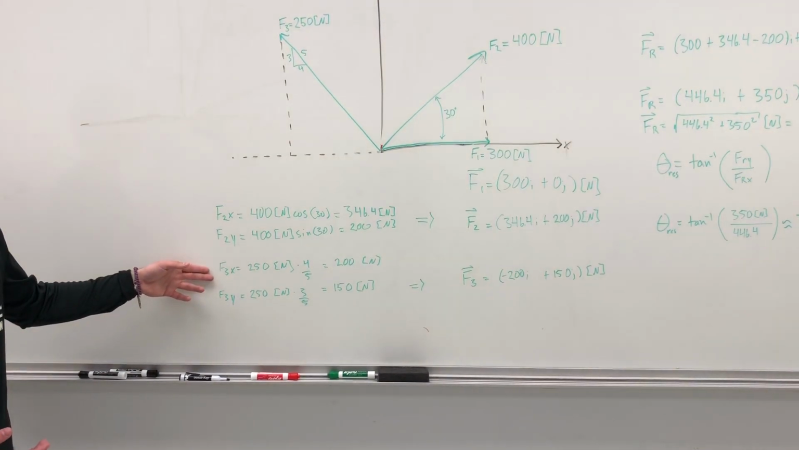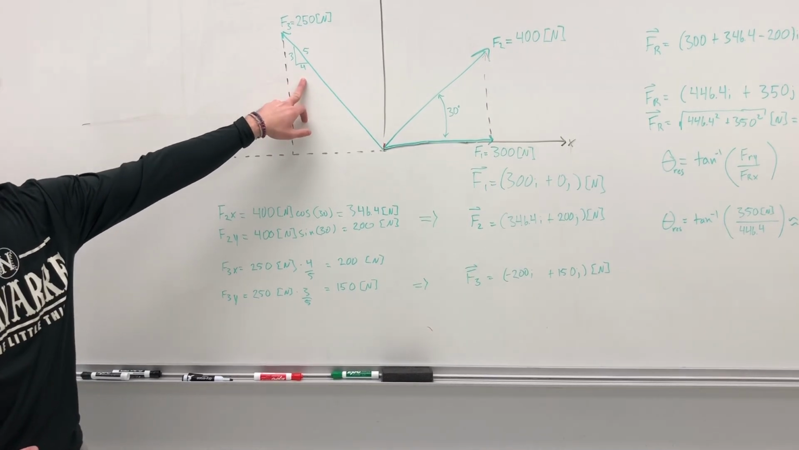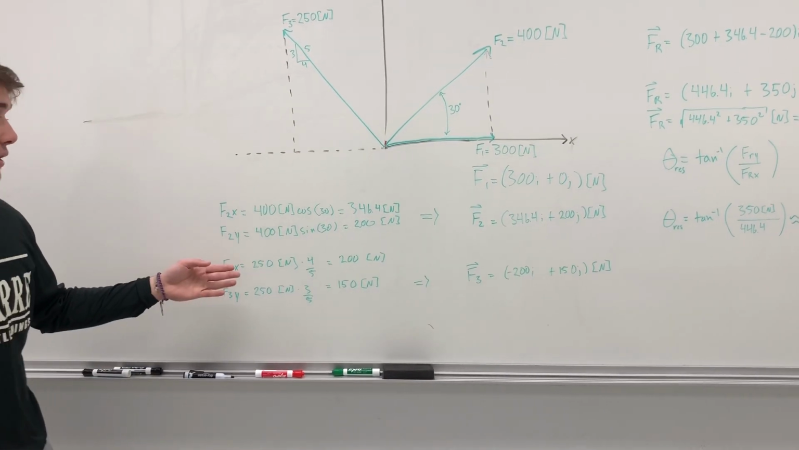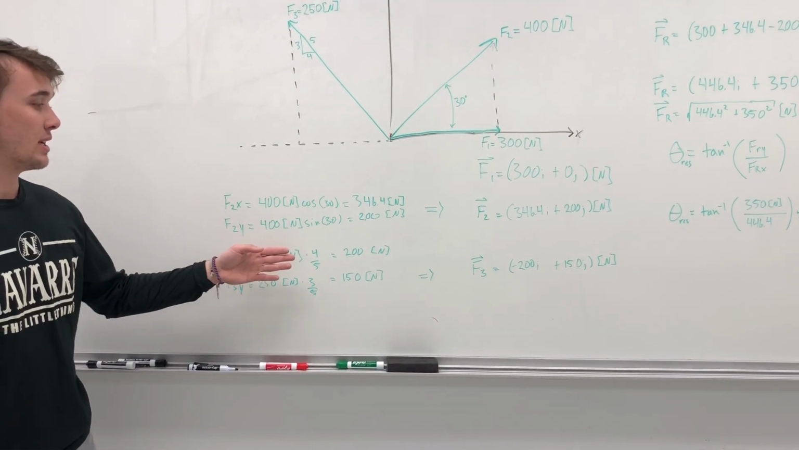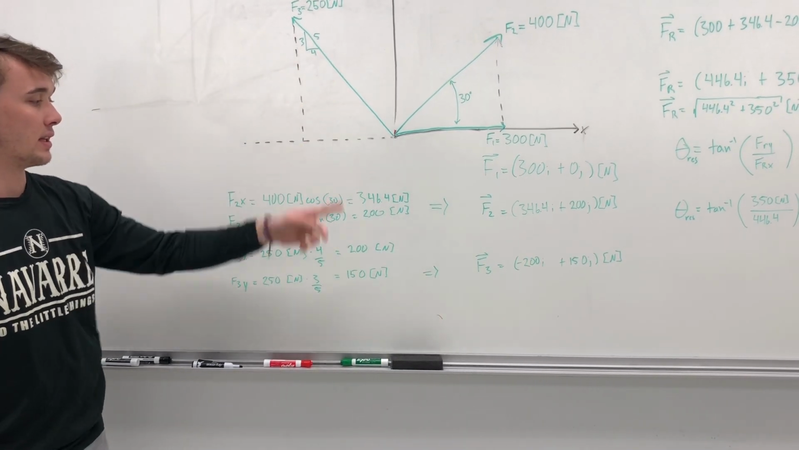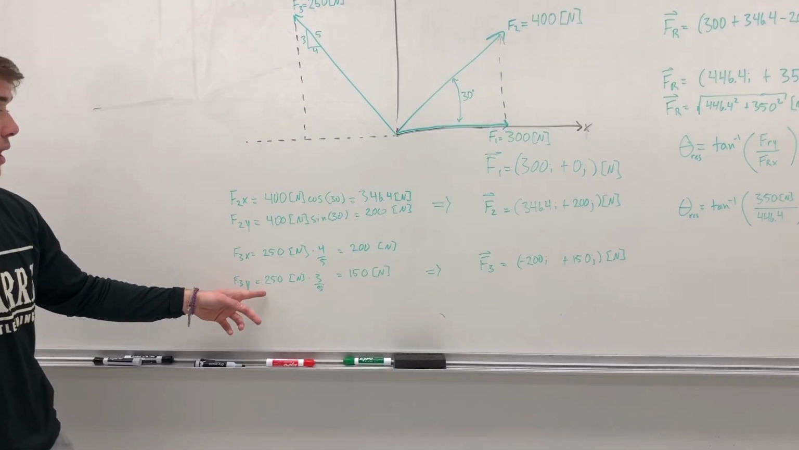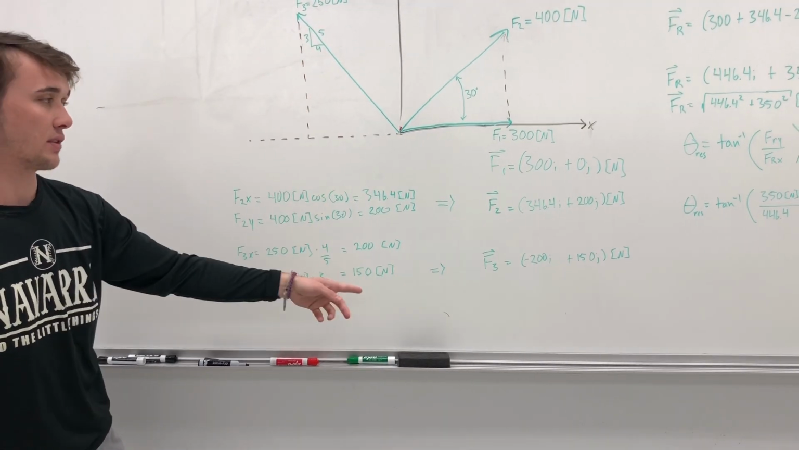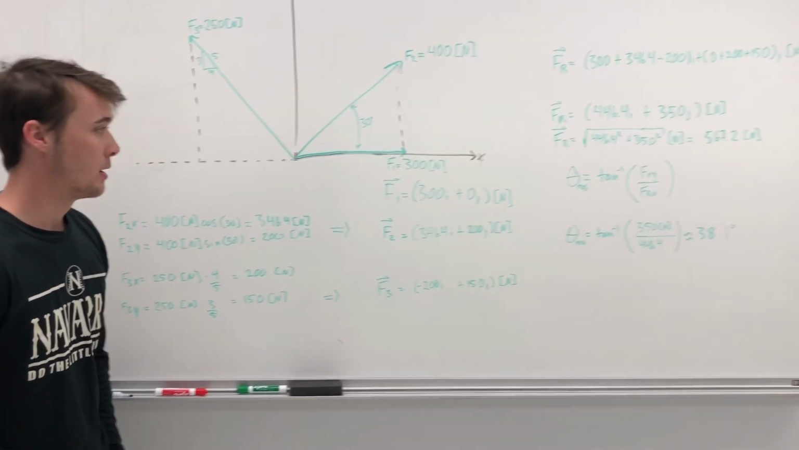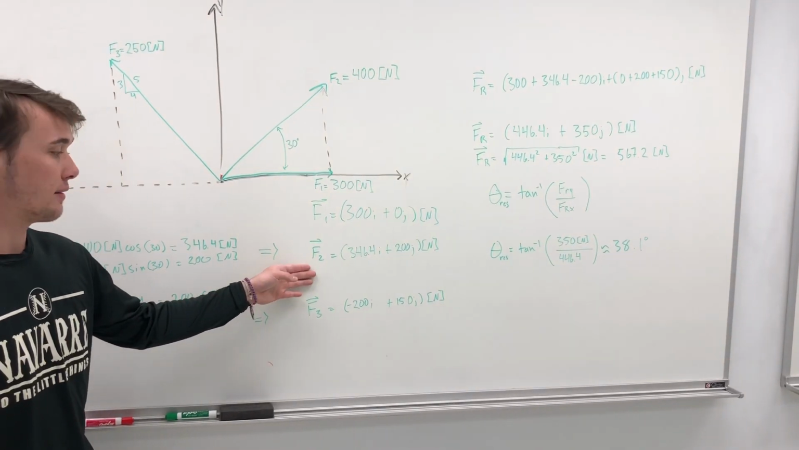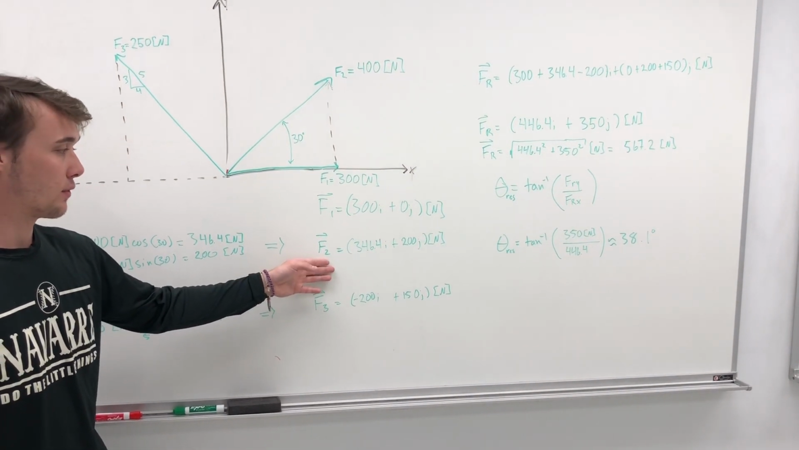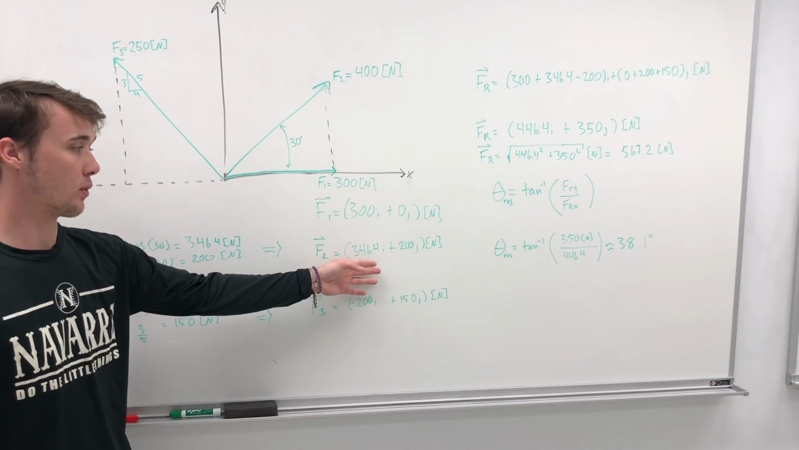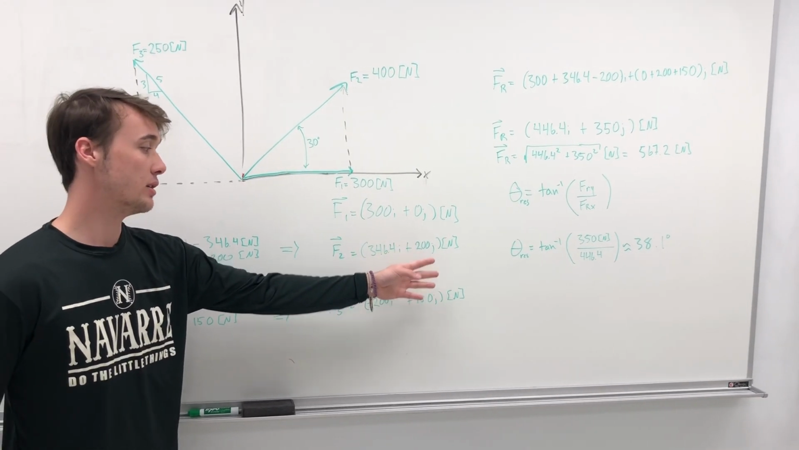Now for F3, we really don't have an angle, but we can use a similar triangle relationship. For the x direction, we're going to do 250 newtons times 4 over 5. That's going to give us 200 newtons. And then in our y direction, we're going to do 250 times 3 over 5, which is going to give us 150. So over here, we've just written our F2 and our F3 in vector form. F2 is going to be 346.4i plus 200j newtons.